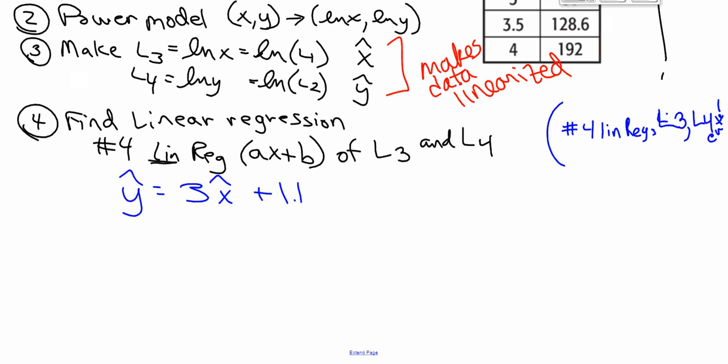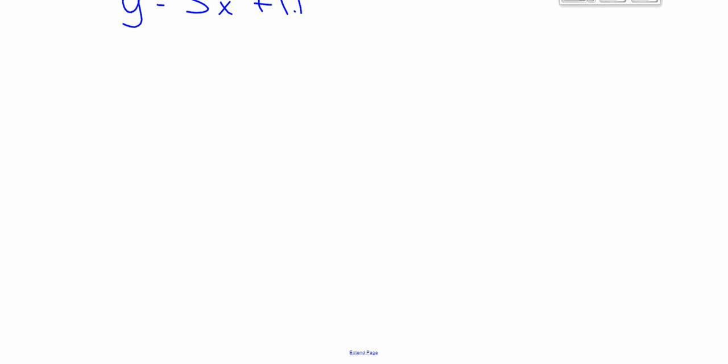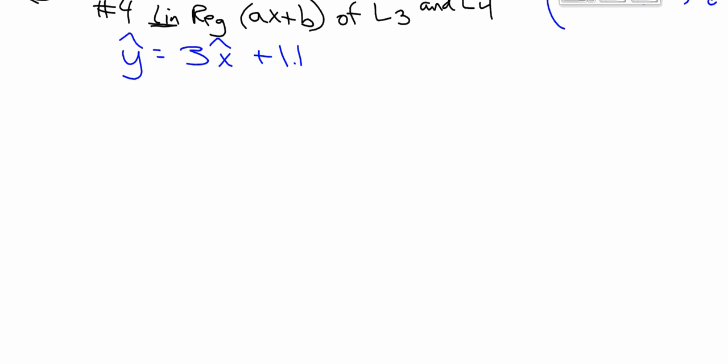Now, because we changed the X and the Y, we have to put these hats on there, right? Because the hat means I changed the Y. This is not my original Y. Did I use my original Y? No, I used list three or list four. And this is not my original X data. No, I used that transformed data. So once I get that linear equation, now we're going to do the math of this.